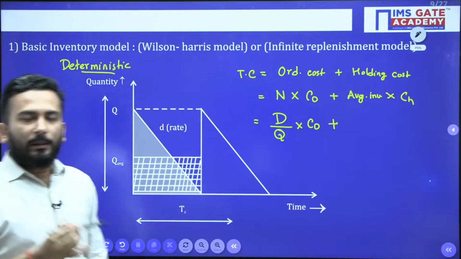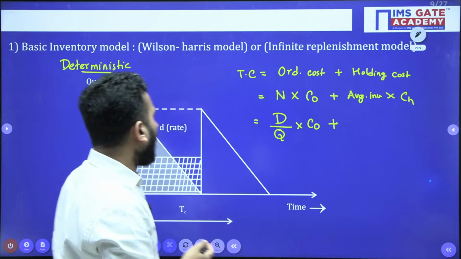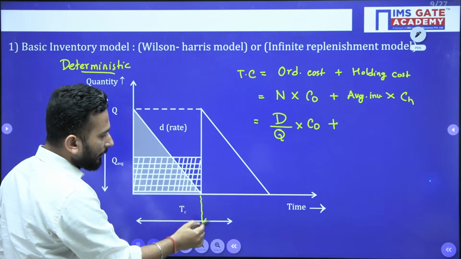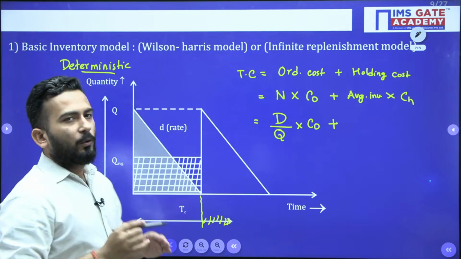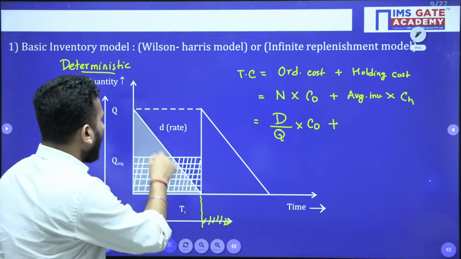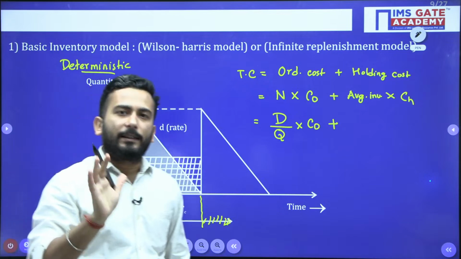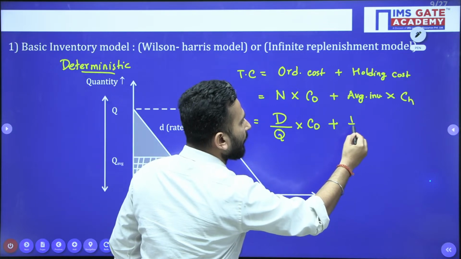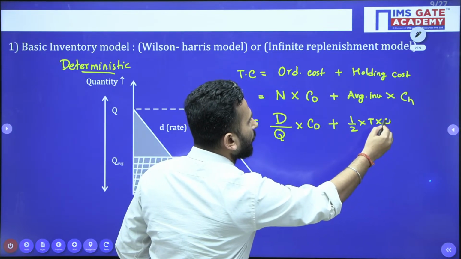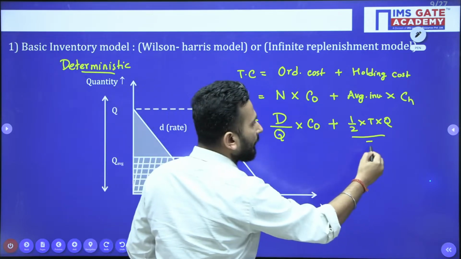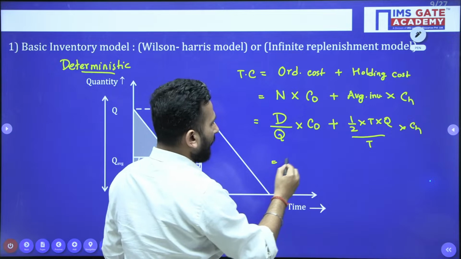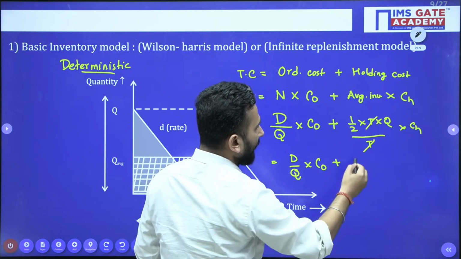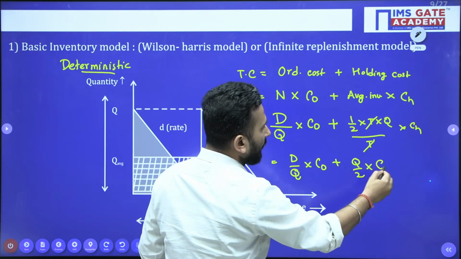See, always remember, whenever we want to find the average inventory, it will be total area divided by the cycle time. Now cycle time is till here only, ignore this. Total area divided by cycle time. What is the total area, my dear friends? Total area till which inventory is there. Let me write it over here: half into T into Q, and cycle time is T. So the cost is D by Q into C naught plus, T and T get cancelled, so Q by 2 into CH.